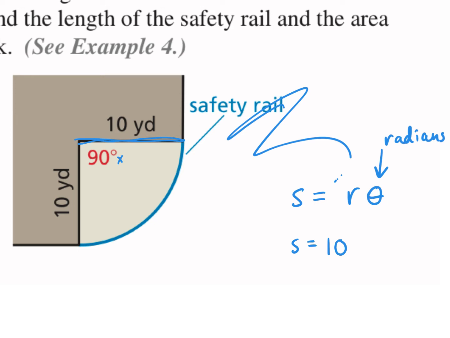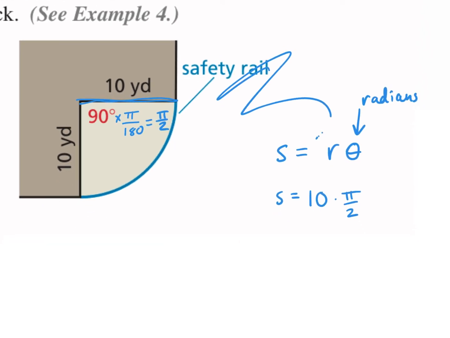We need to change it to radians. So how do we change 90 degrees to radians? Multiply by pi over 180. Awesome. Pi over 2. So here we would have our arc length is equal to 5 pi. We put this into our calculator, we get 15.7 yards.